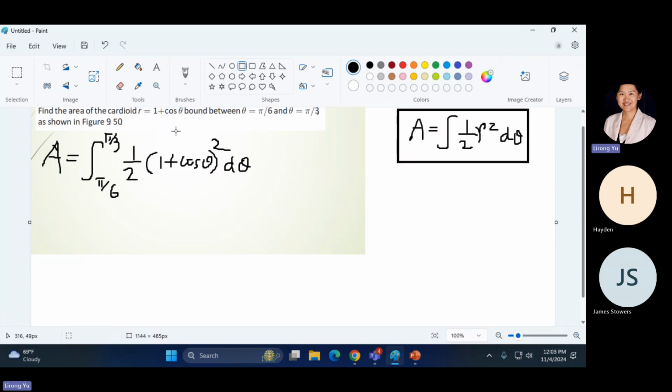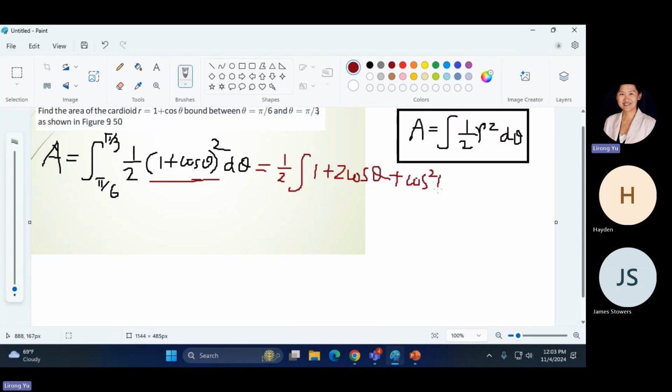All right, so the rest is all about the algebra. We expand: this is equal to 1/2 integral. We're doing algebra in this part, so we don't have to put any integration limit until the last evaluation part. Squaring this, we have 1 plus 2 cosine theta, plus cosine squared theta, d theta.